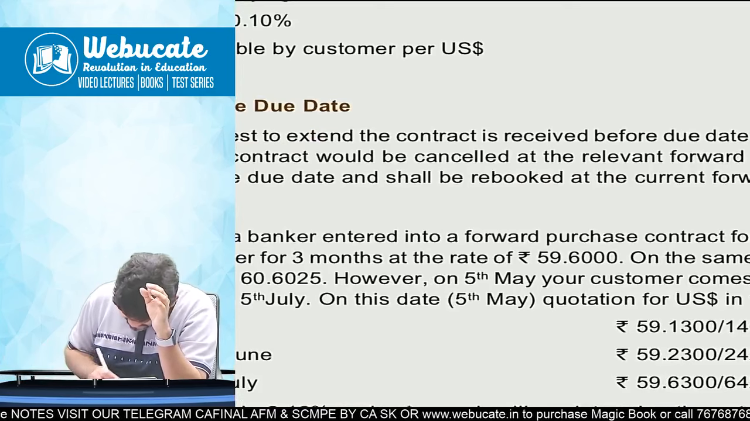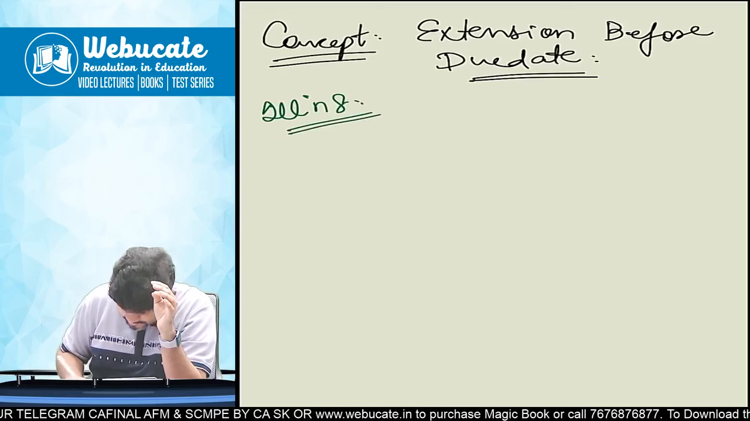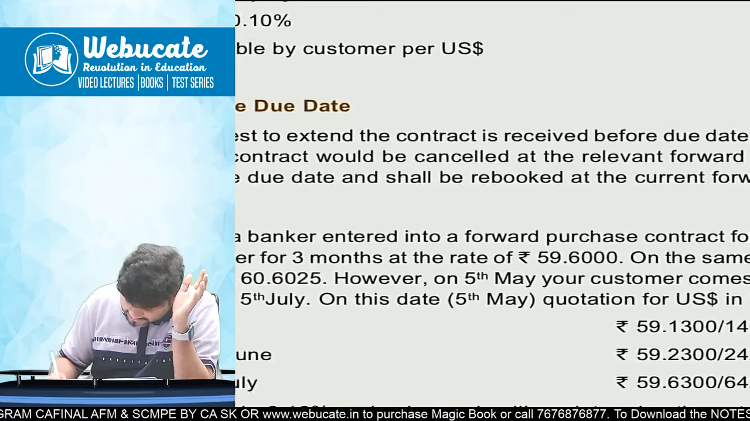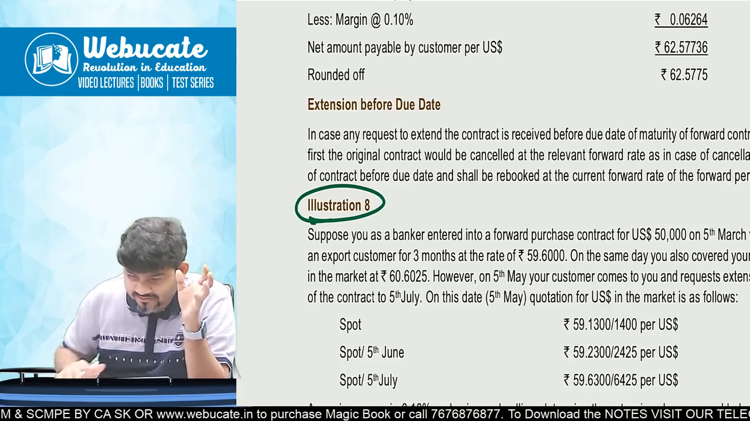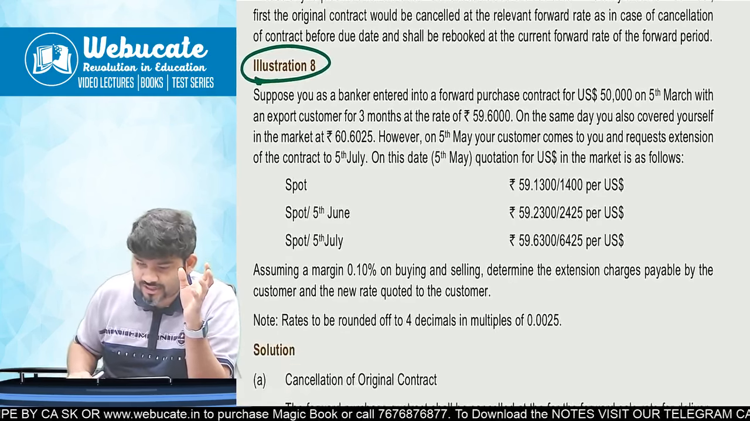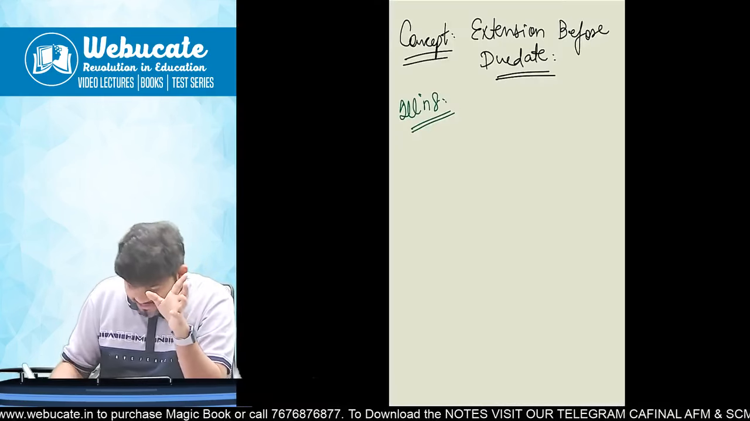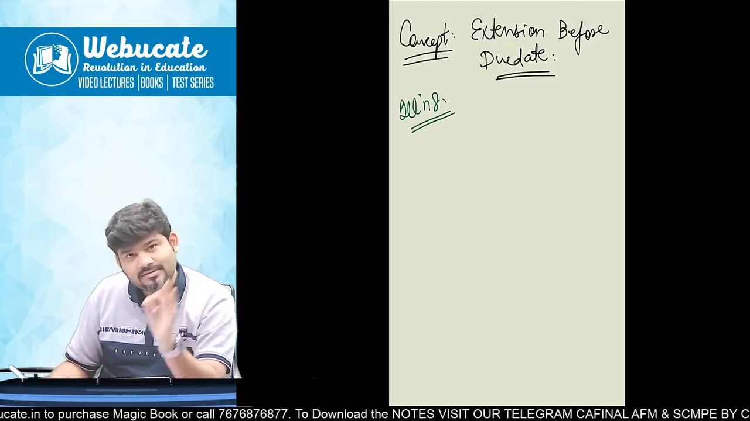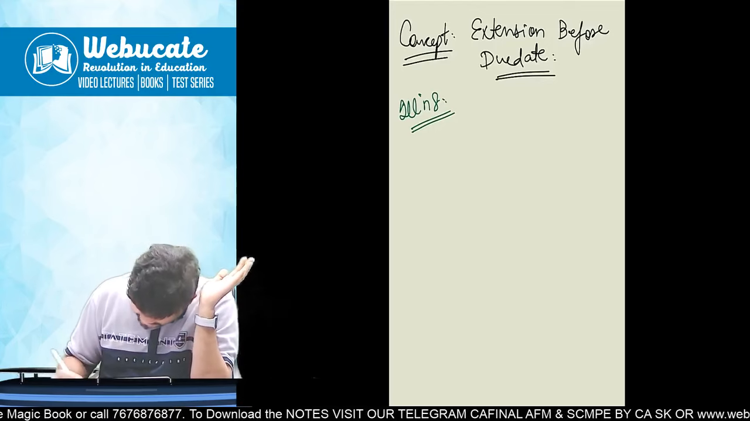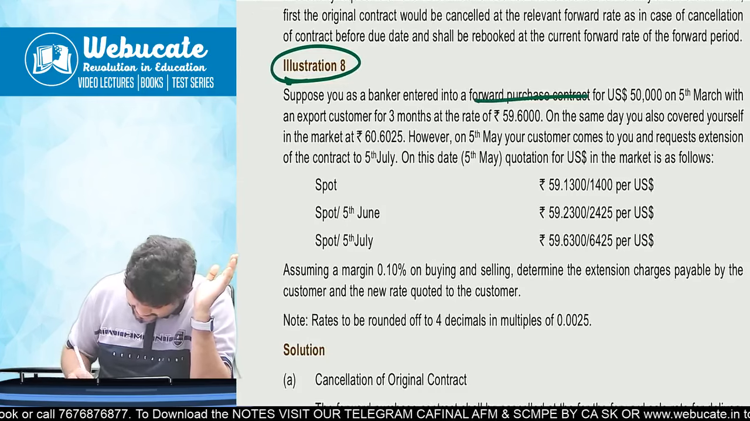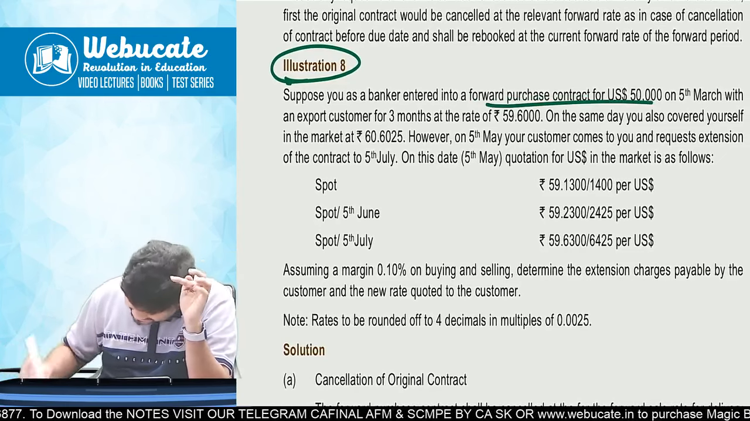Extension before due date. And that is what we call illustration A. Illustration 8. Sure. Let's start with the illustration 8. Everybody focus on illustration 8. Very easy again. So, first extension before due date. What we have to do? First cancel, then extend. Simple. Okay. So, we'll start. Suppose you as a banker entered into a forward purchase contract.